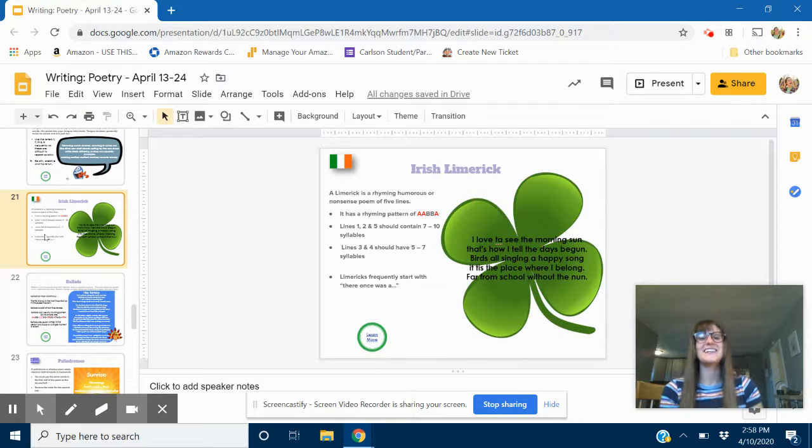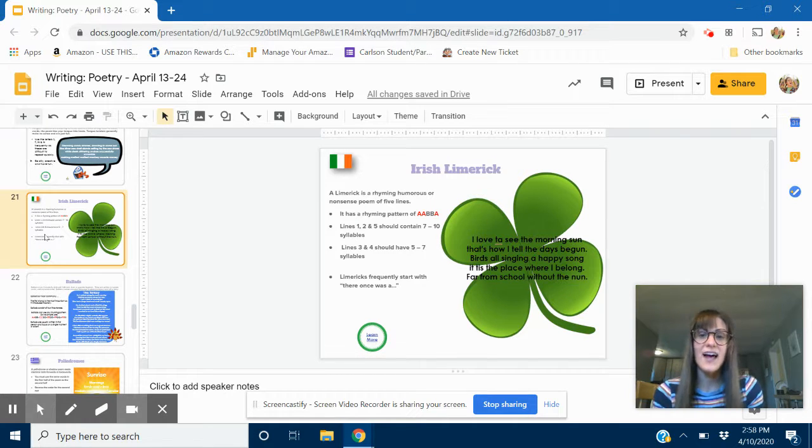The next one on slide 21 is Irish Limerick. A limerick is a rhyming, humorous, or nonsense poem of 5 lines. It has a rhyming pattern of A, B, B, A. Lines 1, 2, and 5 should contain 7 to 10 syllables. Line 3 and 4 should have 5 to 7 syllables. Limericks frequently start with there once was a.